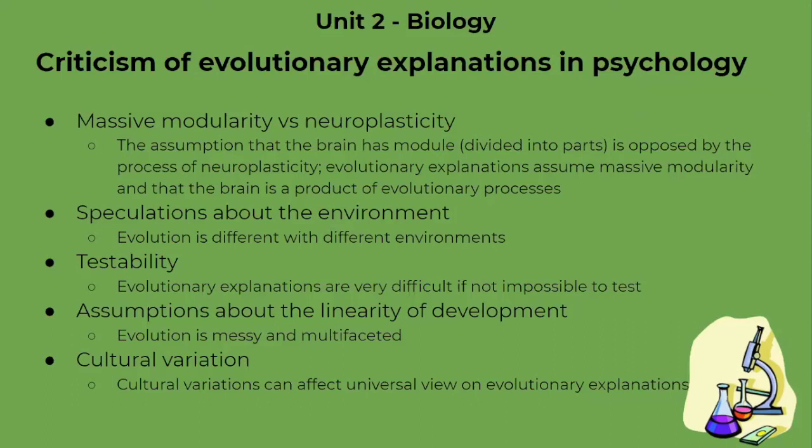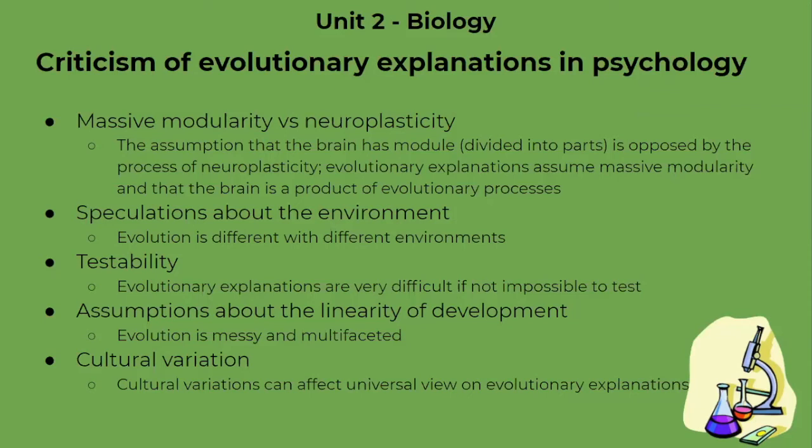There are also speculations about the environment, because evolution differs in different environments, as our environmental pressures cause evolution. So we have that criticism. We also have the testability of evolutionary explanations, because we really don't know how to test them. It's a very long-term, very intricate process, and we can't replicate that in a laboratory setting. So we're usually not exactly sure about it.